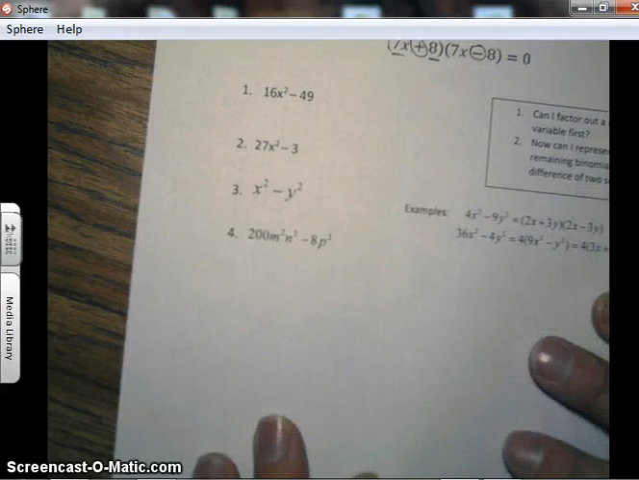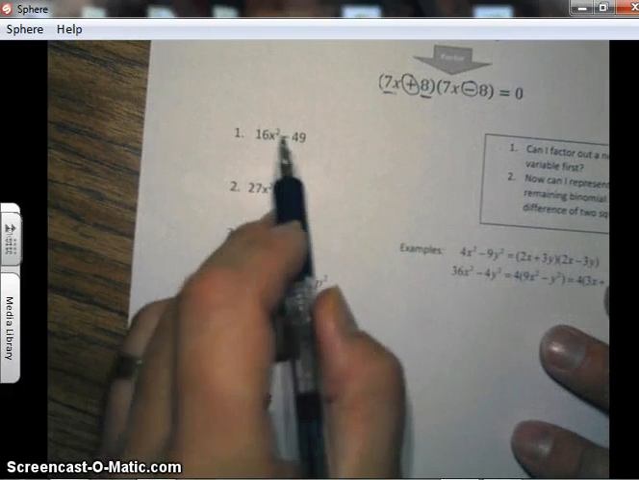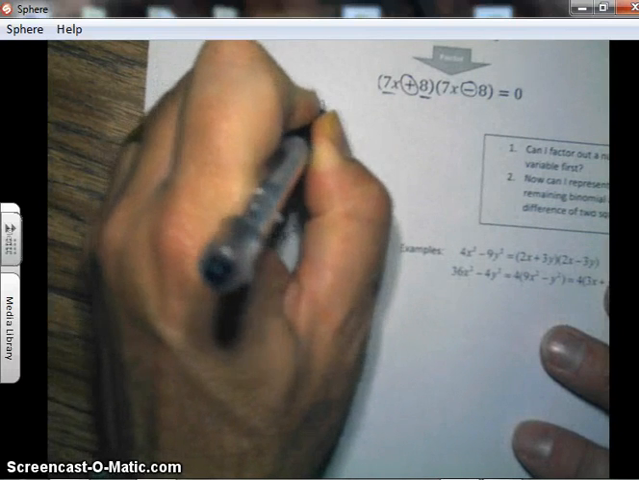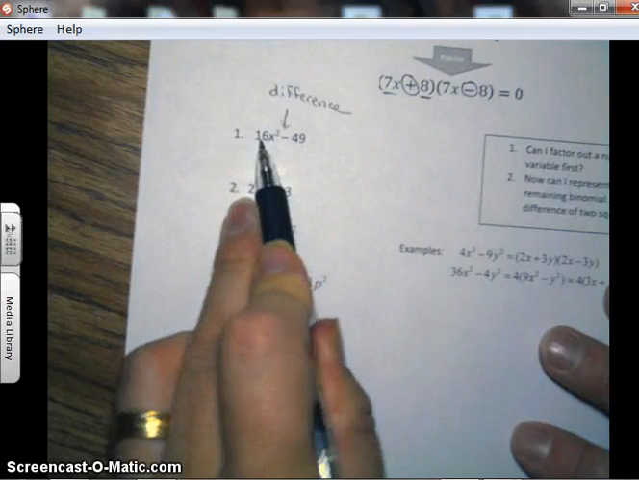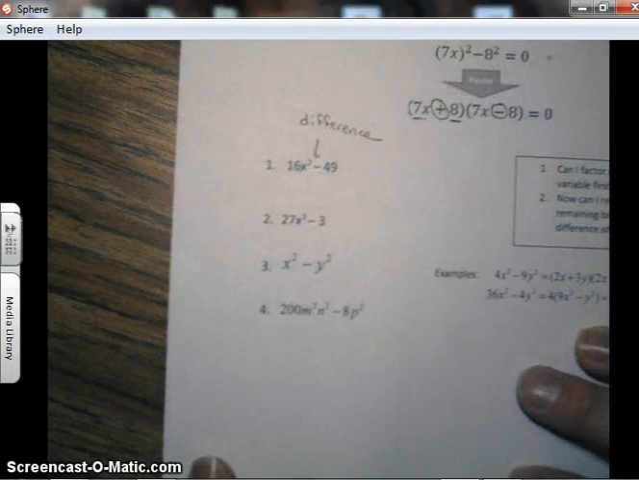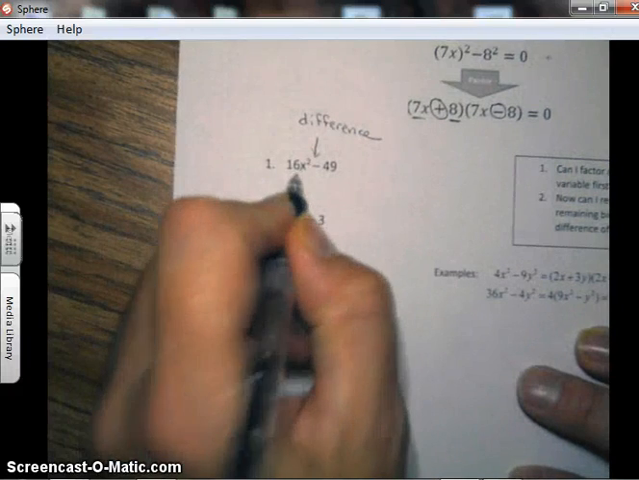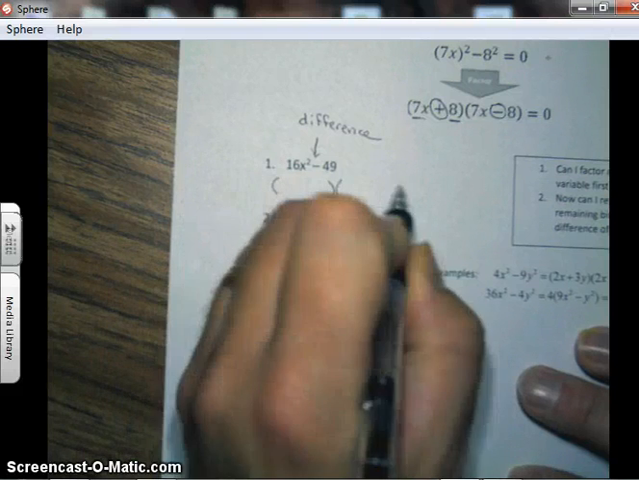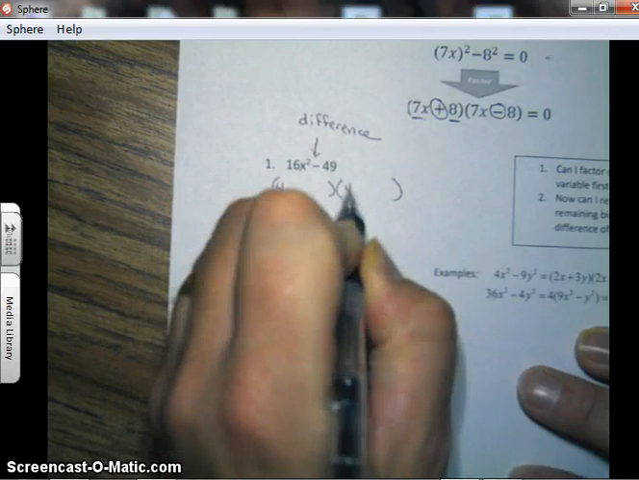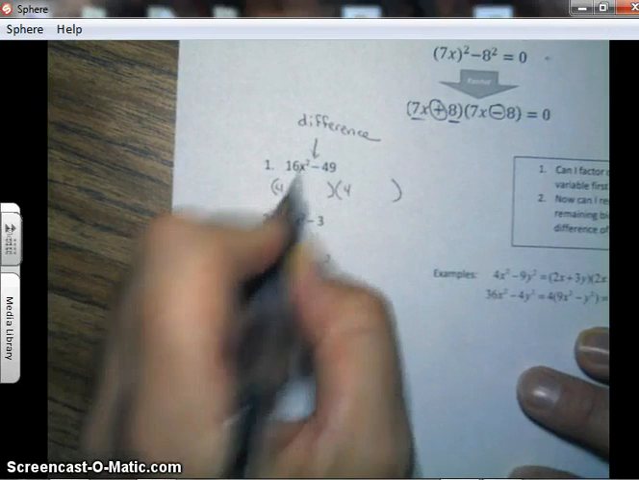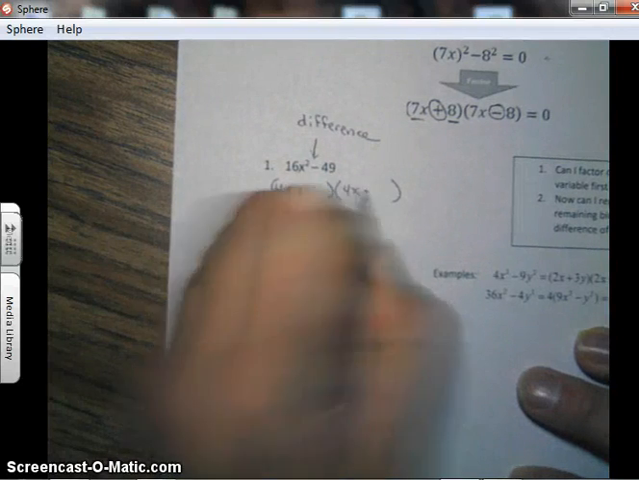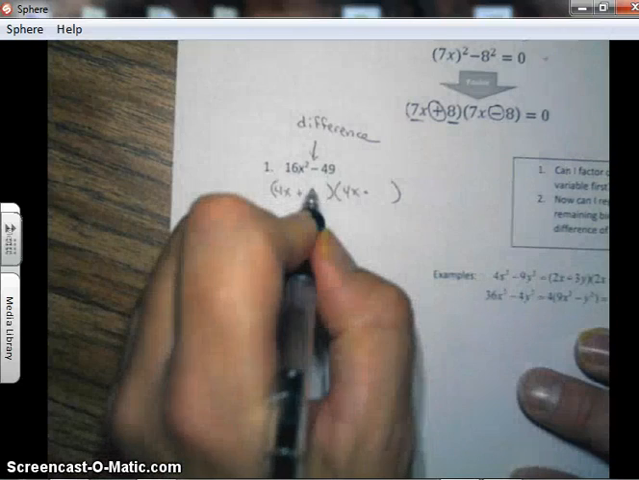So let's take a look at number 1. First thing we need to notice is that we have a difference, and we have two perfect squares. And if you don't know your perfect squares, you're going to need to continue to refer back to that list that I gave you. Okay? So let's break this down. So 16 breaks down to 4 times 4. X squared breaks down to x times x. We need 1 plus, 1 minus. And then 49 breaks down to 7 times 7.